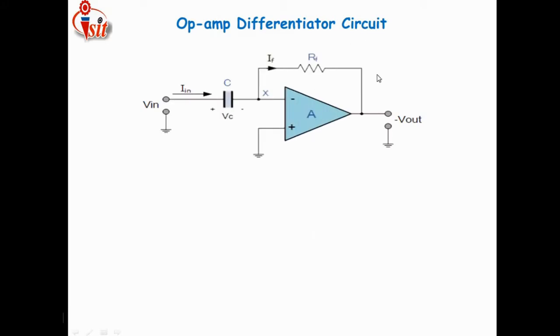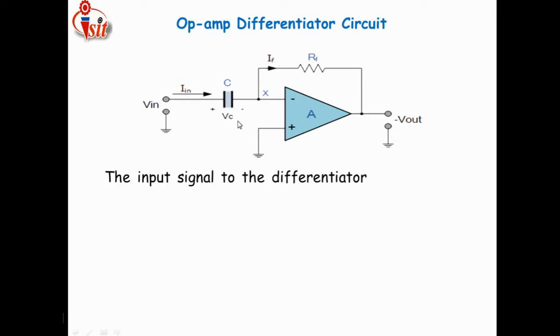Along with this, just see here the circuit diagram related to that differentiator circuit. I have explained that the input is applied to the inverting terminal of the op-amp, that means negative, and it will introduce the output, which is the differentiated output. IF is the current flowing through that feedback resistor RF, and IN is the current flowing across that capacitor C.